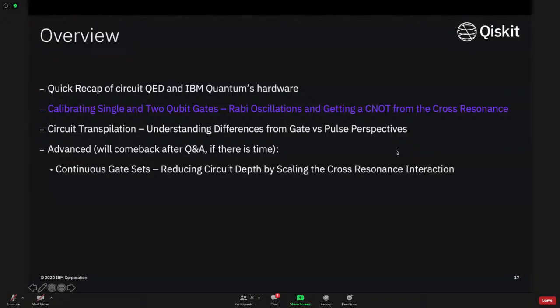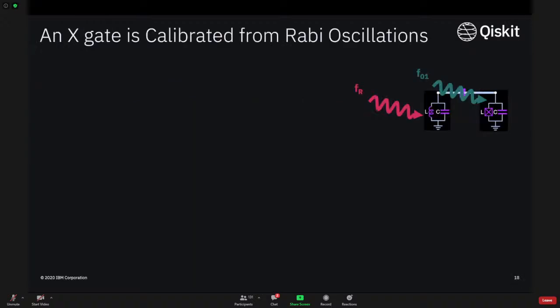and 2 qubit gates. So here, this is where I'm going to get from the essence of the X gate that you see in your circuit to how you actually achieve that X gate. It's through this idea of a Rabi oscillation, which I'll explain. And then also, as I said earlier, how do you actually get that CNOT based from the cross-resonance interaction?